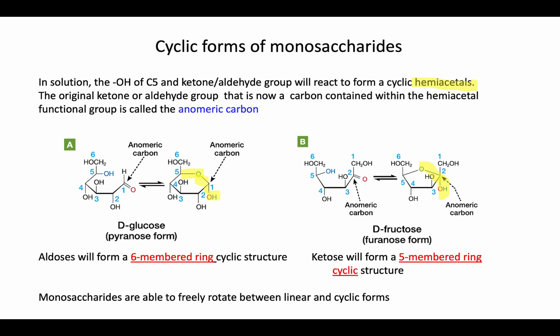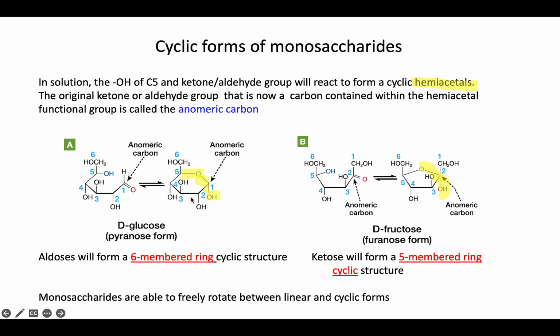Monosaccharides are able to form cyclic structures. What happens is, in solution, at least for the monosaccharides that we are going to study, the hydroxyl group that is attached to carbon number 5 of the monosaccharide will react with either the ketone or aldehyde group. So in this case, we have D-glucose. Here's the aldehyde group. Here is the hydroxyl group. So the hydroxyl group will react with carbon number 1, that double bonded oxygen, to give us a cyclic structure.